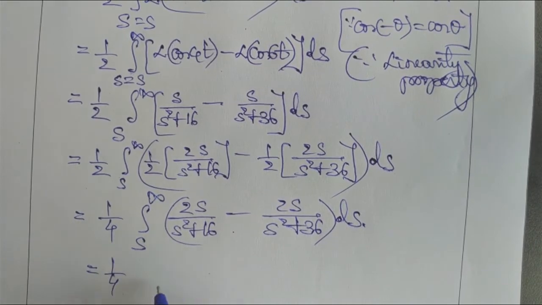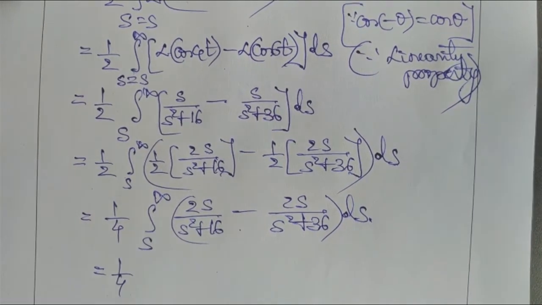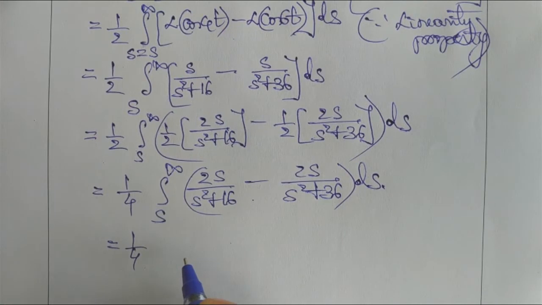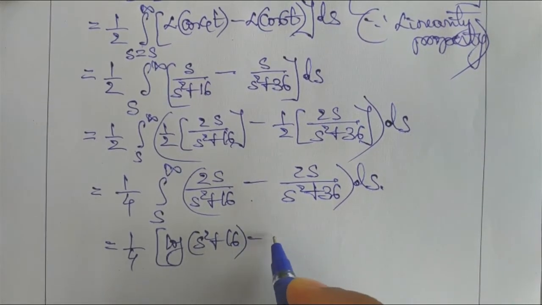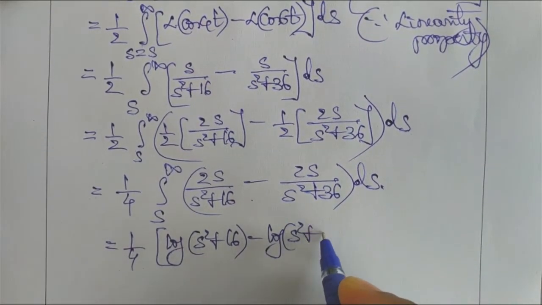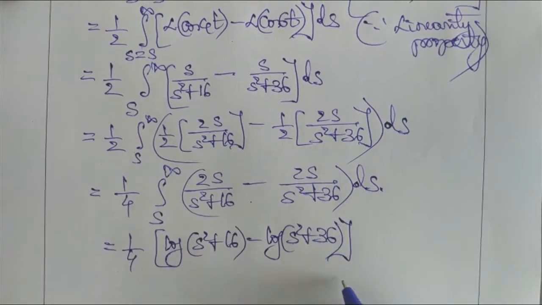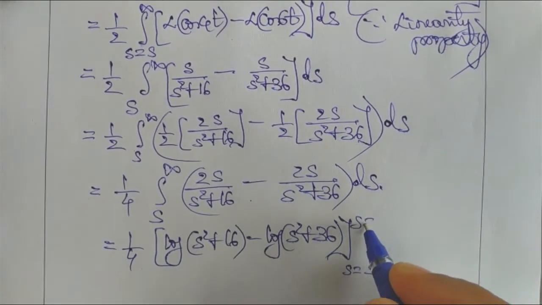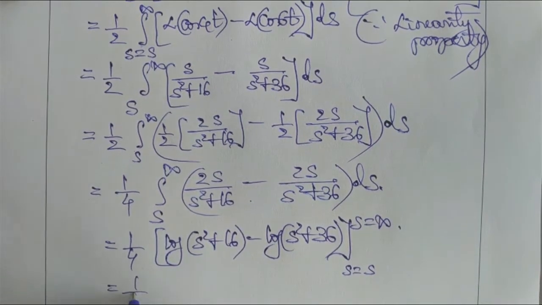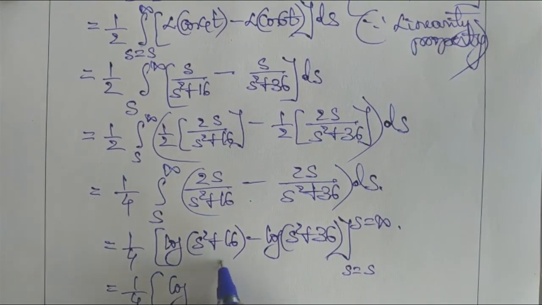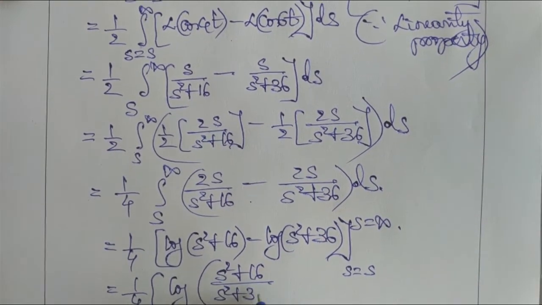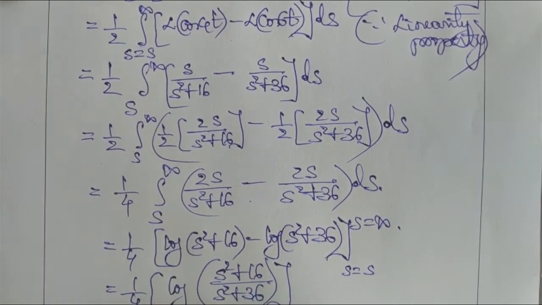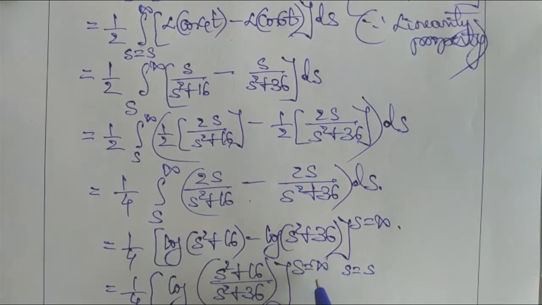Now you integrate this. Differentiation of the denominator is nothing but the numerator, therefore it is log of the denominator. So log of s square plus 16 minus log of s square plus 36, from s to infinity. That is 1 by 4 log of s square plus 16 divided by s square plus 36, from s to infinity.